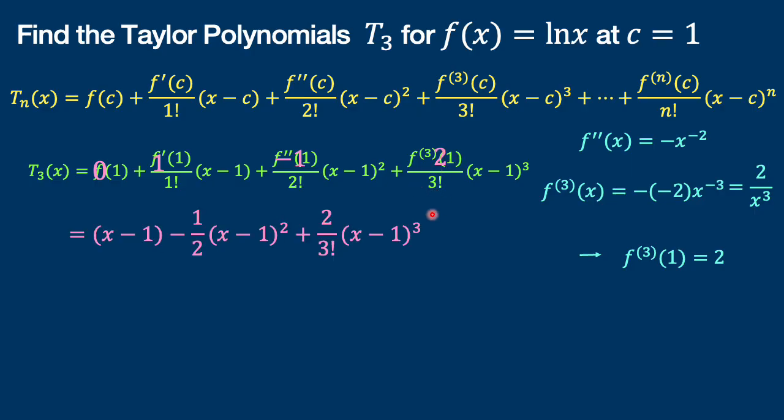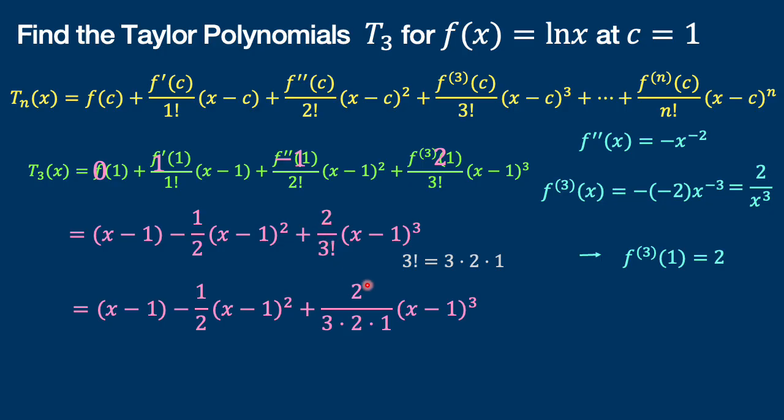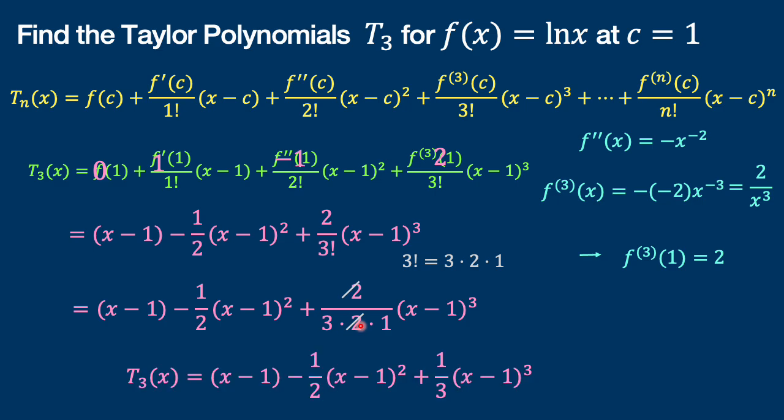Now the third derivative at 1 is 2. 3 factorial means 3 times 2 times 1. Then you can simplify this term. 2 cancels out. You have 1 over 3. So the degree 3 Taylor polynomial looks like x minus 1 minus 1 and a half (x minus 1) squared plus 1 over 3 (x minus 1) cubed. The higher degree of polynomial is getting closer to ln x.